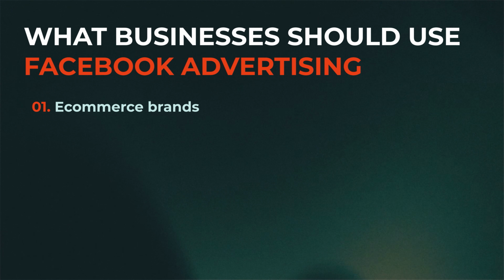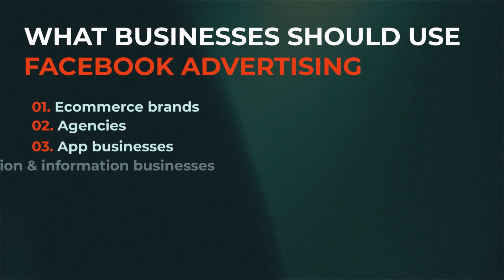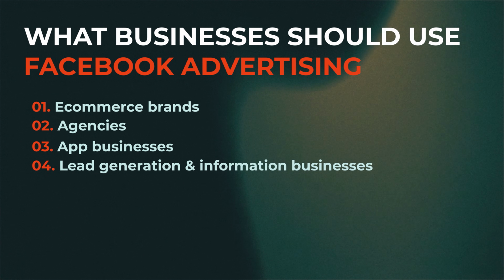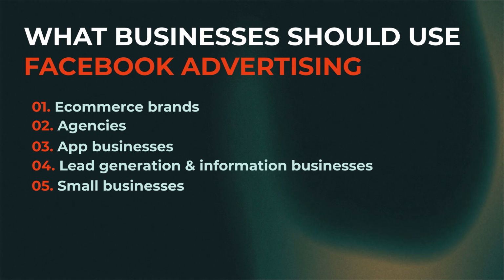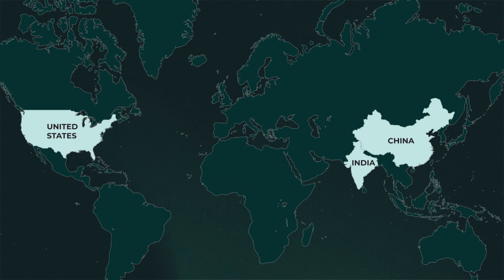First up is e-commerce brands. Next is agencies. Third is if you're running an app, it can be great at driving traffic. Then we've got lead generation / info businesses. And finally, small businesses. Now you might be wondering, that is just so many types of businesses. And that's because Facebook is the most powerful marketing tool to have ever existed. If we took the daily active users on Facebook and compared it to countries, it would be bigger than India, China, US combined. They have the most data and the most robust platform.